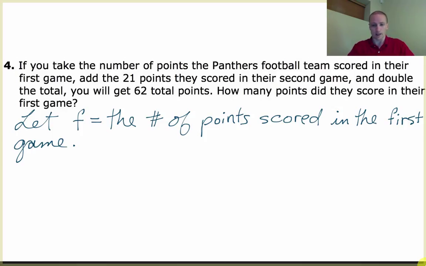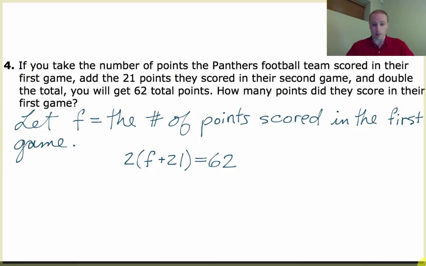Next thing, you need to make an equation. So I'll just point this out: we've got f plus 21 first, the number of points that they scored in their first game, and we add 21 points to that, which is the number of points they scored in their second game. That's the first thing. And then you double the total, so 2 times all of that. You will get 62 points. So now the question is, how many points did they score in the first game? Well, we've got to solve the equation now.